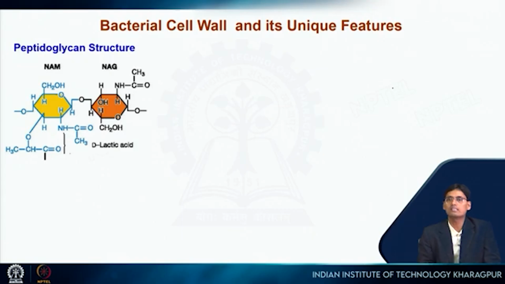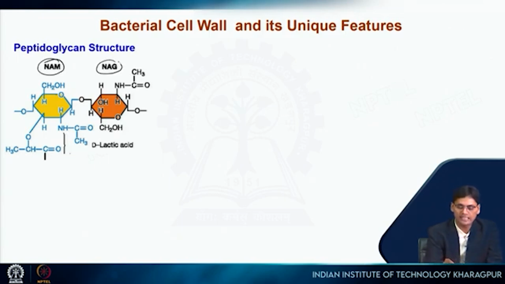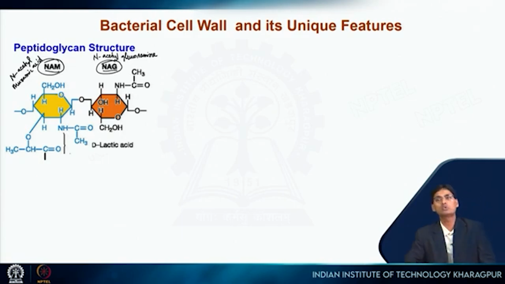Peptidoglycan is a polymer of sugar and amino acid. The sugars here are N-acetyl muramic acid and N-acetyl glucosamine. This one is N-acetyl glucosamine, and here this is N-acetyl muramic acid. In short, we write NAM and NAG. So these are the sugars, and repeating sugars are present in this peptidoglycan chain.